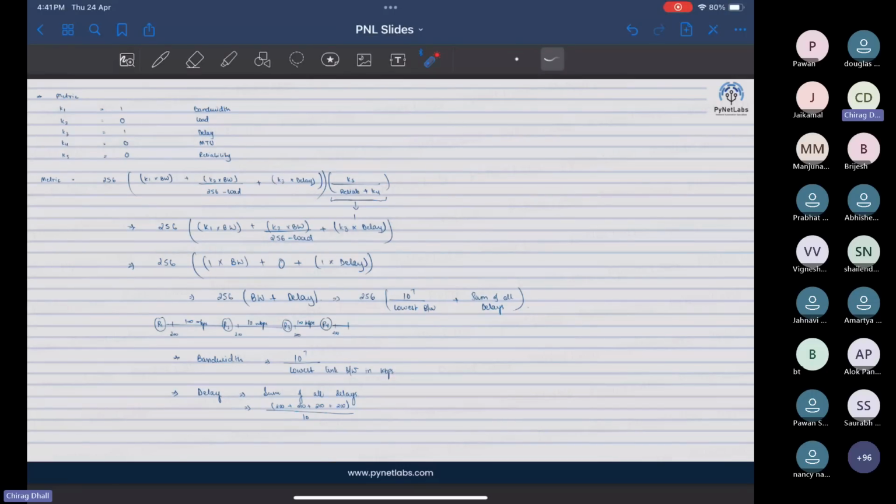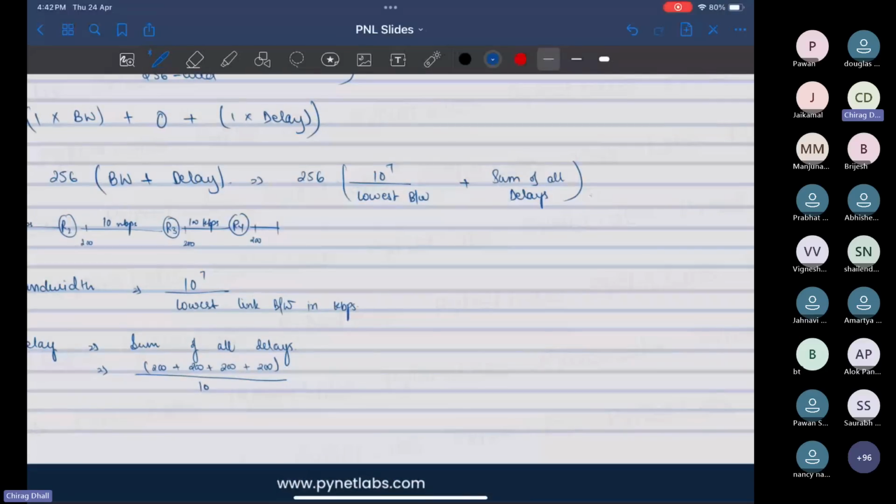Now I will show you. Yeah, I'll write it here, no worries. Sum of all delays divided by 10. Now I will show you the same on my Packet Tracer, and let's try to see how the metric is being calculated in my topology.